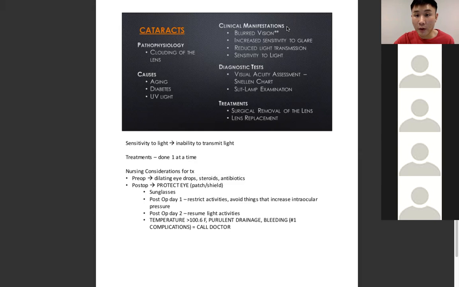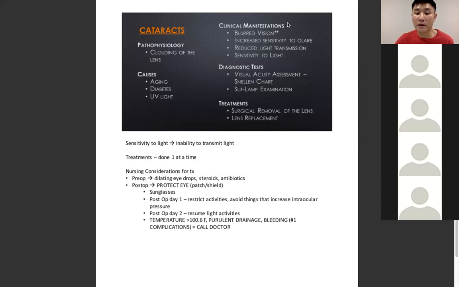Make sure that they always wear sunglasses because again, sensitivity to light is one of the biggest assessment findings for cataract. So make sure that they wear sunglasses even post-op. Post-op day 1, tell them to restrict activity and avoid things that increase intraocular pressure. Post-op day 2, resume light activities.